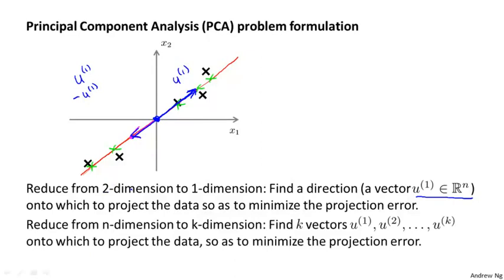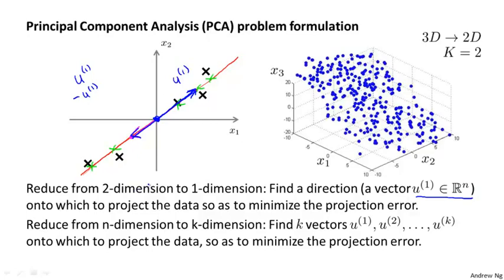In the more general case, we have n-dimensional data and we want to reduce it to k dimensions. In that case, we want to find not just a single vector onto which to project the data, but k vectors defining k dimensions onto which to project the data so as to minimize this projection error. So here's the example. If I have a 3D point cloud like this, then maybe what I want to do is find a pair of vectors, and I'm going to draw these vectors in red.